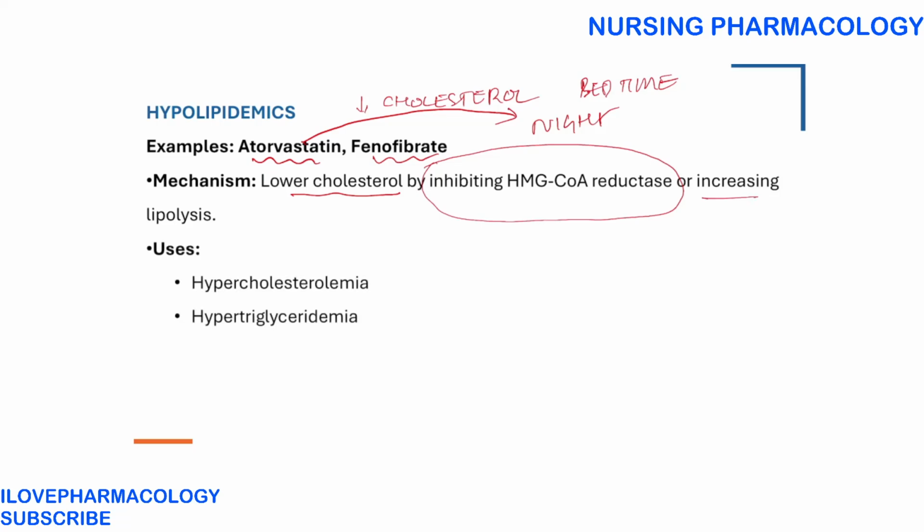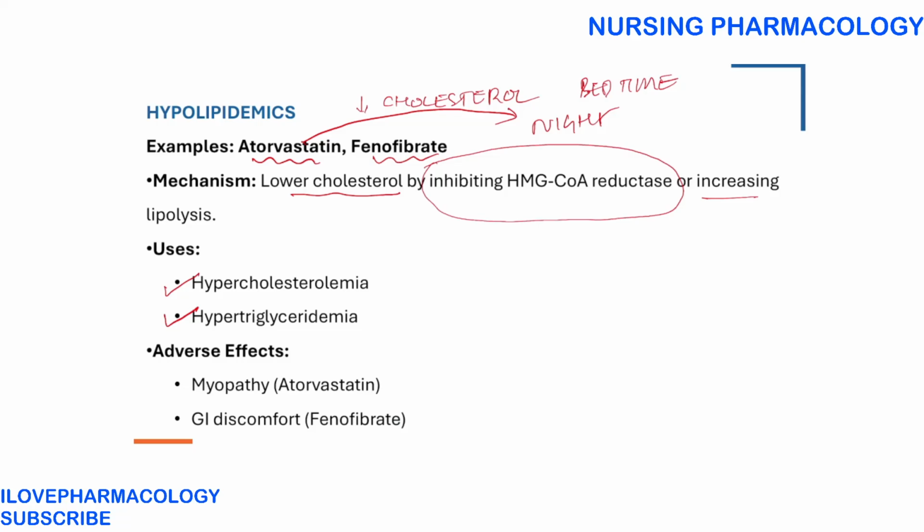So where do we use these hypolipidemic drugs? Basically in hypercholesterolemia and hypertriglyceridemia. So the adverse effect is, atorvastatin is more prone to myopathy, especially with atorvastatin. It can cause rhabdomyolysis. It can cause inflammation of the muscles, it can cause muscle pain, it can cause breakdown of the muscle fibers as well. So fenofibrate is more prone to GI related side effects.